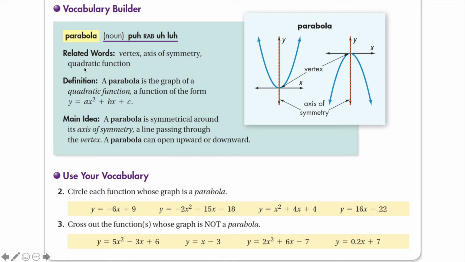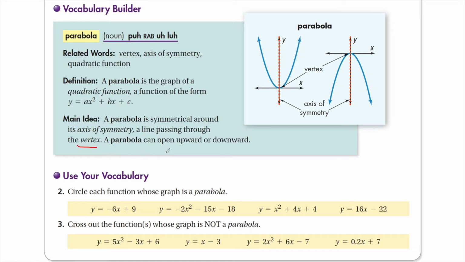But today we're going to be talking about parabolas. So we're going to have things like the vertex, the axis of symmetry, quadratic functions. Those are going to be all things that we're going to be talking about. But a parabola is a graph of a quadratic function, a function of the form y equals ax squared plus bx plus c. A parabola is symmetrical around the axis of symmetry, which is a line passing through the vertex, which is very important for later on.